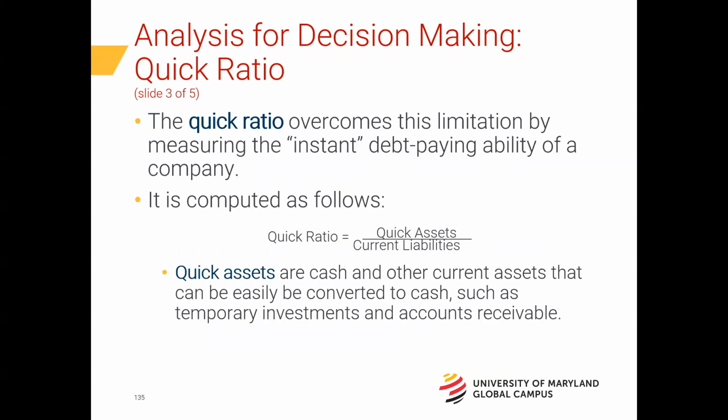And the third ratio is called the quick ratio. It tells us basically what is the instant ability of the company to repay its current liabilities. Quick, what do we take? Quick assets divided by current liabilities. You're probably wondering, Dr. B, what's a quick asset? A quick asset is cash and cash equivalents. Cash equivalents are things that can quickly be converted to cash. An example would be temporary investments and accounts receivable.